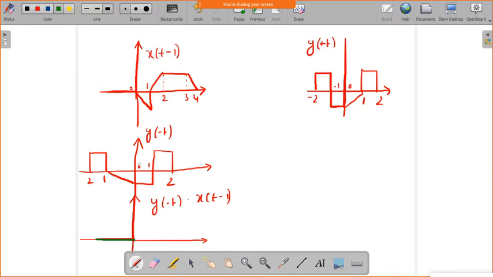So now you take from 0 to 1. What is the value from 0 to 1? It is minus 1 for x, and y of minus t from 0 to 1 is the negative ramp, that is minus t. If you multiply minus t with minus 1, what will happen? It will become plus t. That means it is a growing ramp between 0 to 1, okay, till the value 1.